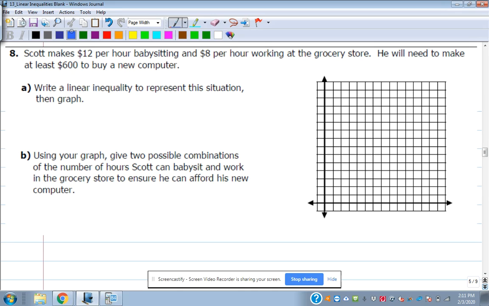So I'm going to just say babysitting is X and grocery store is Y. Just pick one of them to be X, one to be Y. It doesn't really matter which one. It's usually, though, the first situation is X, the second one is Y. That's usually the way you want to do it, just so that you're matching up with what the answer keys and things are doing. All right. Write an inequality for this. So let's write an inequality.